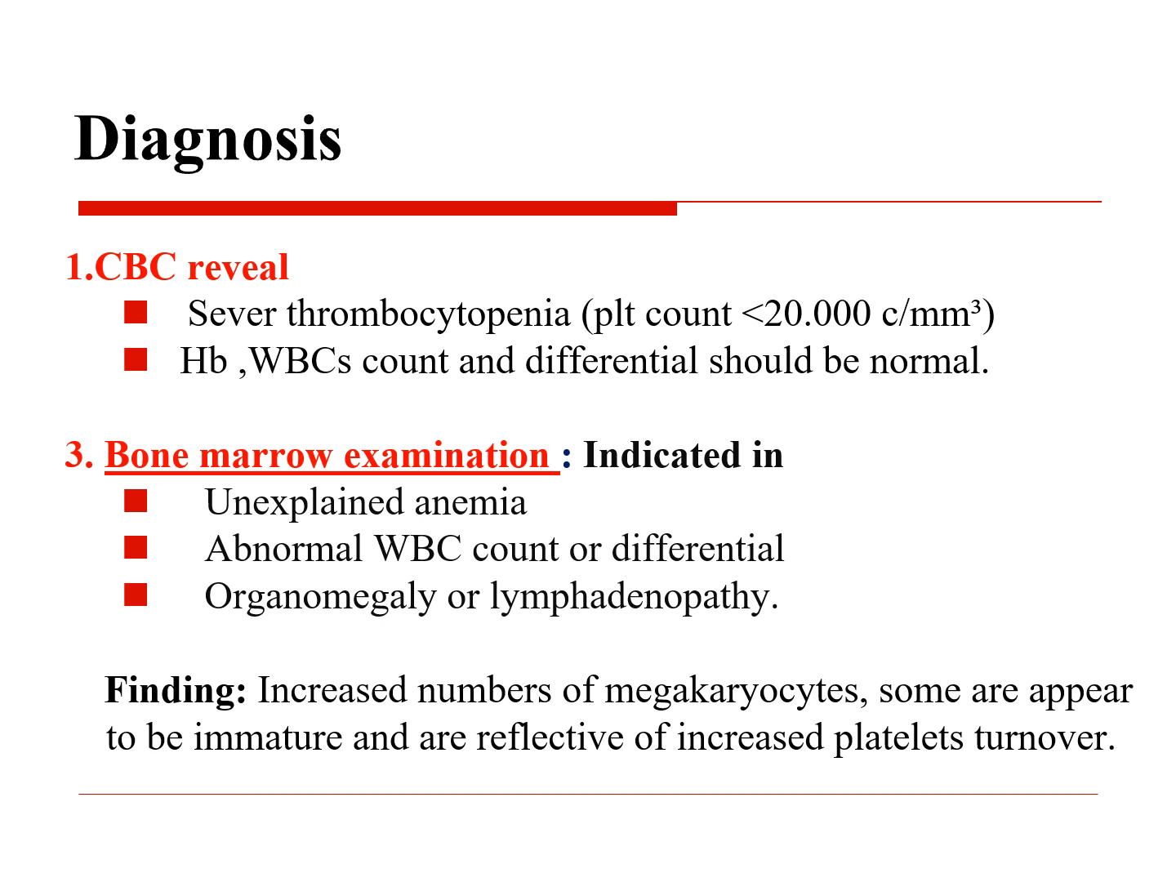The diagnosis of ITP usually starts by sending the patient for CBC that reveals severe thrombocytopenia, the platelet count less than 20,000, while the hemoglobin and white blood cell count and differential should be normal. Bone marrow examination is another step for diagnosis of ITP, but it is indicated in unexplained anemia, abnormal white blood cell count or differential, or when there is hepatosplenomegaly or lymphadenopathy. The finding is increased number of megakaryocytes, which is the precursor of platelet, and some appear to be immature, a reflection of increased platelet turnover because of peripheral destruction.